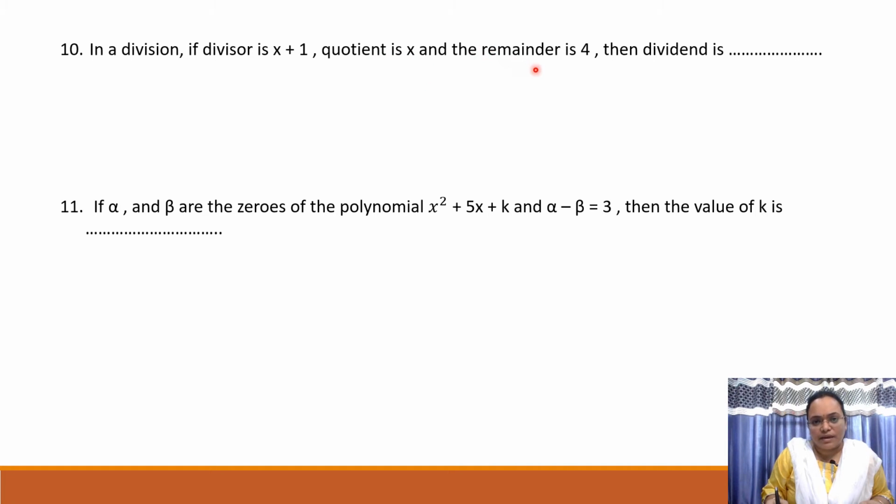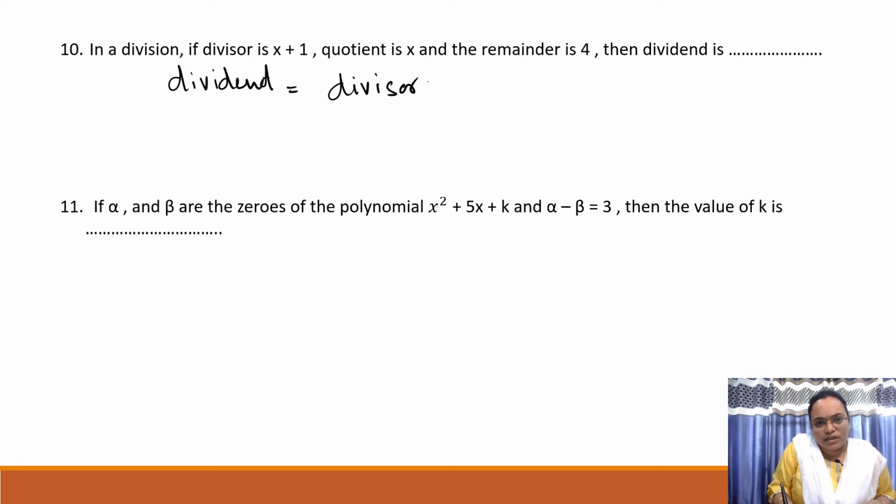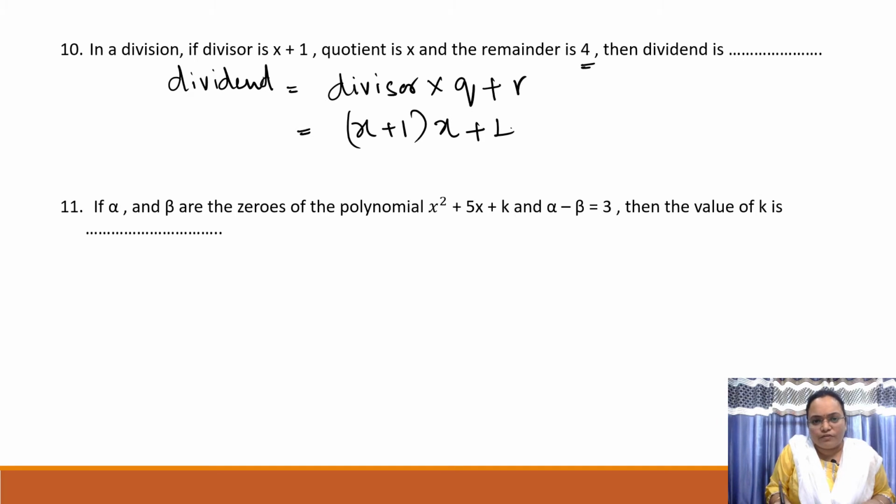So the next one is, in a division, if divisor is x plus 1, quotient is x and the remainder is 4, then we need to find dividend. From the division algorithm, dividend is equals to divisor into quotient plus remainder. So what is divisor? Divisor is x plus 1 into quotient is your x and remainder is 4, plus 4. So this is your dividend.